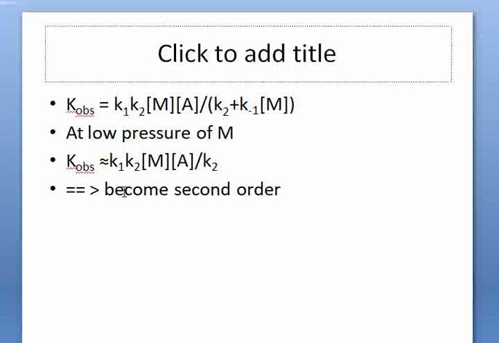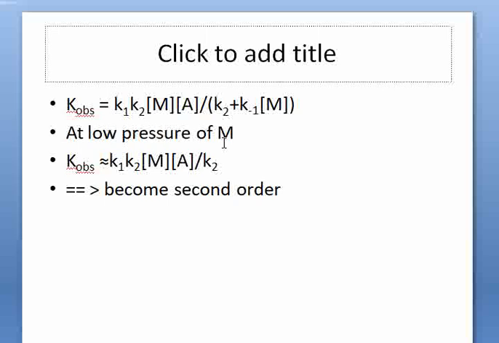This is k observed. k observed is equal to k1 k2 [M] [A] divided by (k-1 [M] + k2), where M is the concentration of the collision partner, A is the reactant, and k-1 is the reverse deactivation by M. So this is the observed rate constant at low pressures of M.